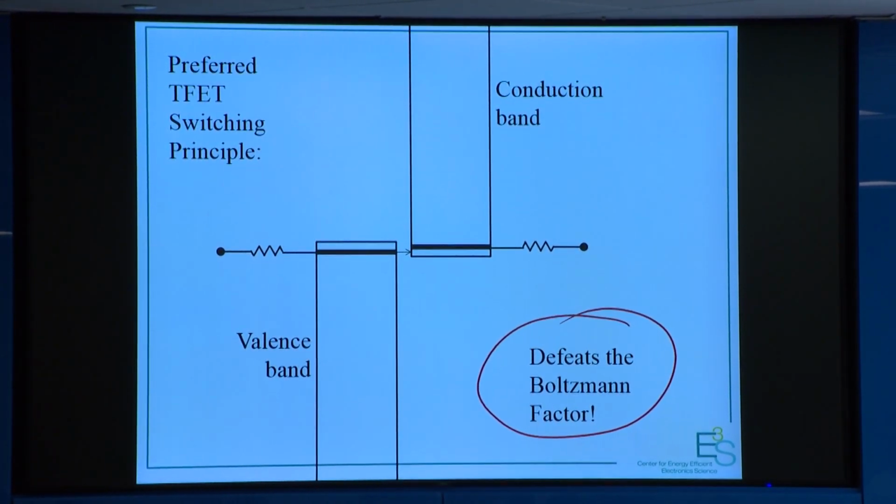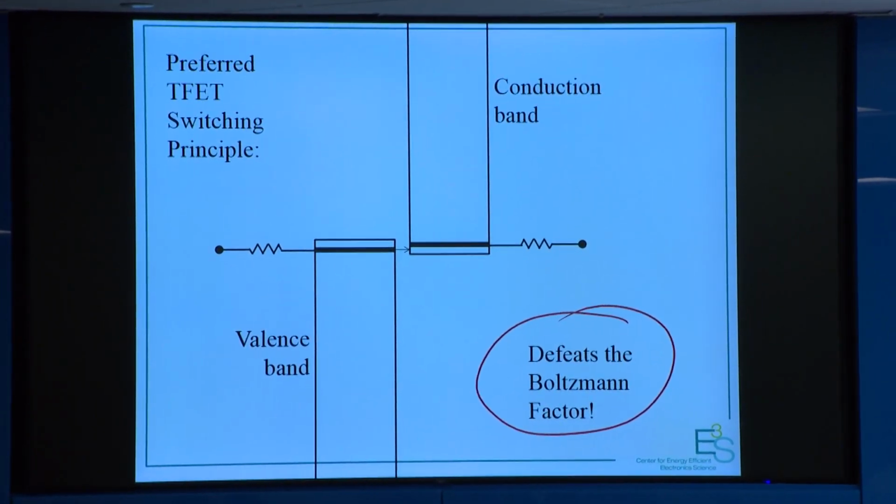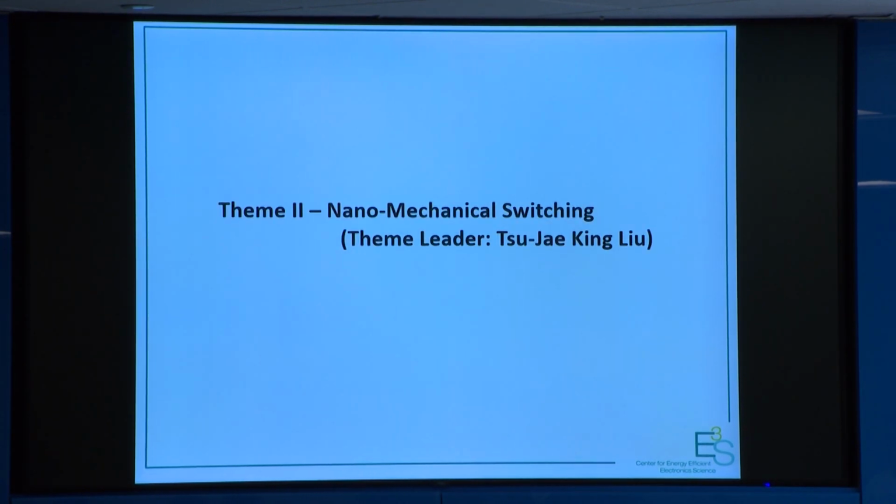So this is the way that we're hoping to defeat the Boltzmann factor if we make a transistor based on this principle. And this principle is called the tunnel field effect transistor. So it's hard. Let's look at some of the other options.